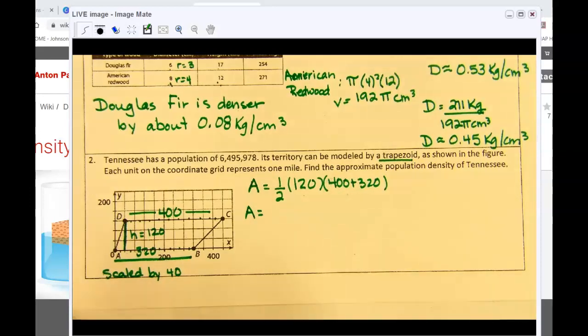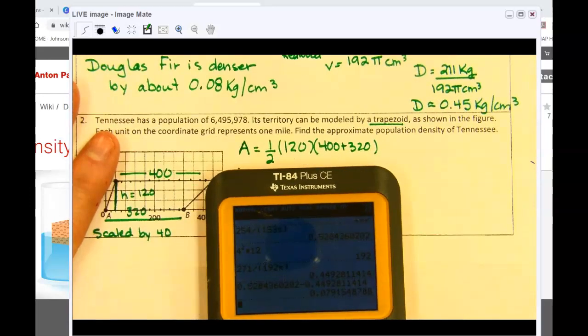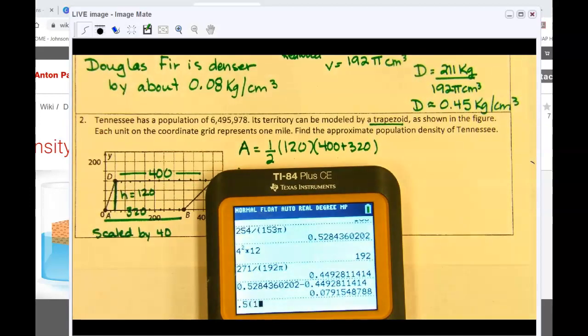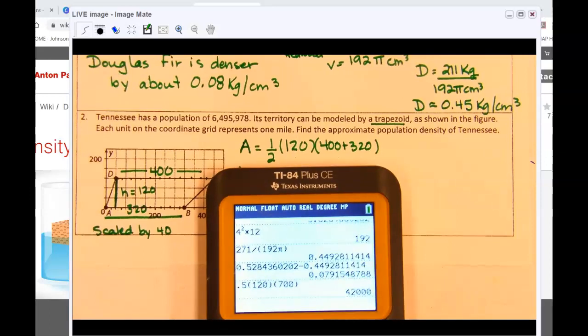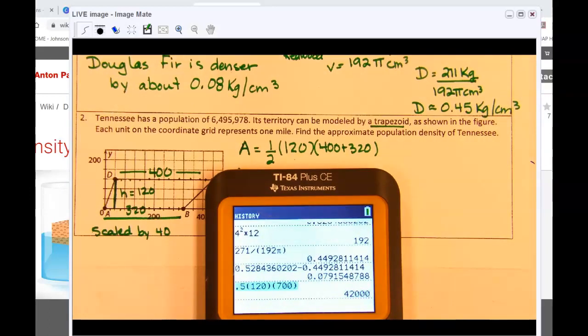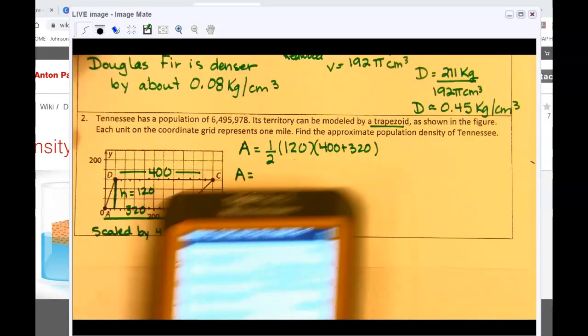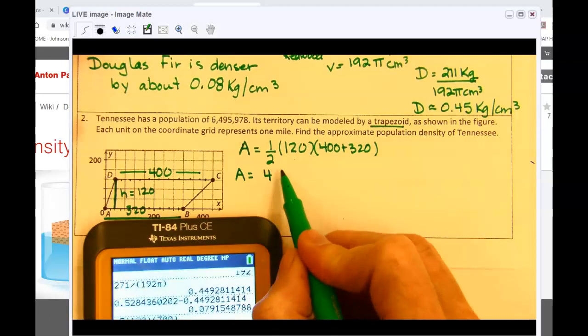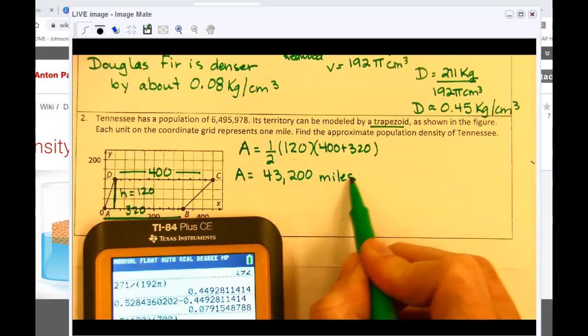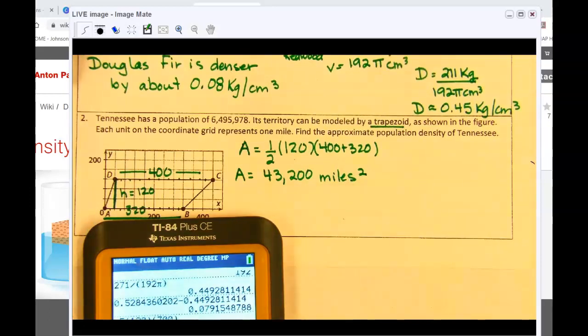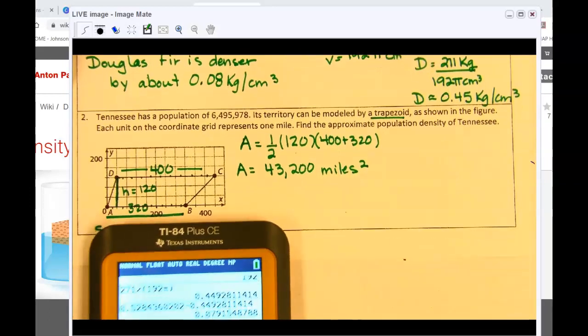So if we type this into our calculator, we are going to get half of 120 times 700. So we are going to get approximately, except I typed that in wrong. Sorry about that. This is actually 720. That's the better answer. We are going to get the area approximately 43,200 square miles.